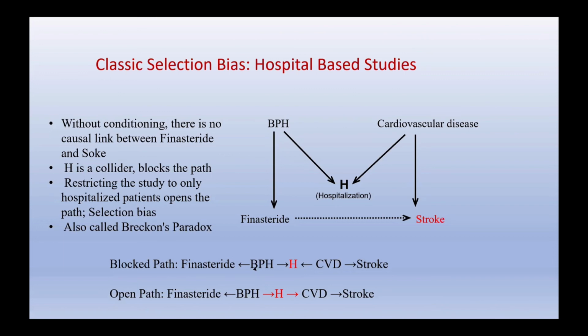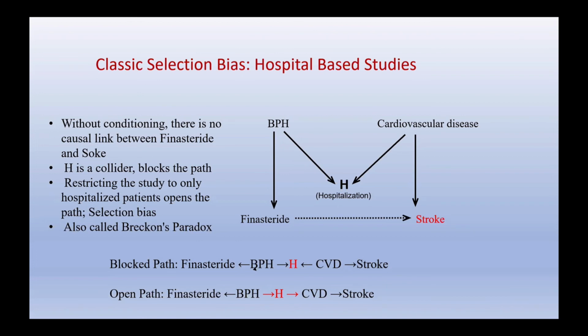But if an investigator wants to look at this in a hospital setting, and I know BPH is a relatively benign disease, but there could be complicated cases in hospitals. So I have an arrow from BPH to finasteride, and an arrow from cardiovascular disease to stroke, and both arrows to hospitalization because they can lead to hospitalization. But again, as it stands, any path between finasteride and stroke is blocked through H.